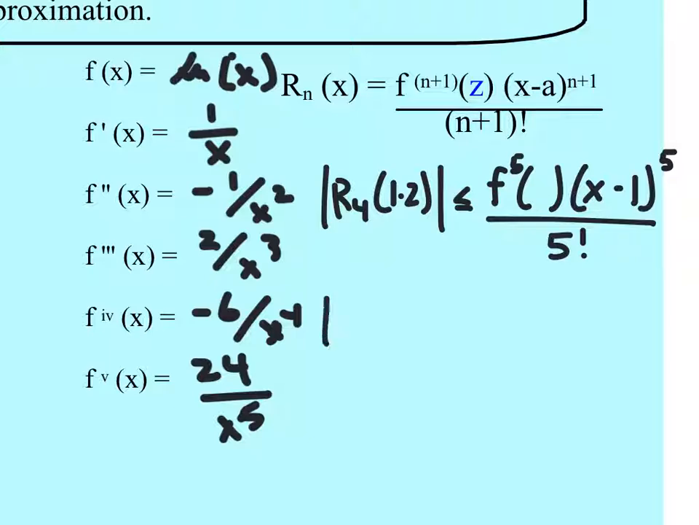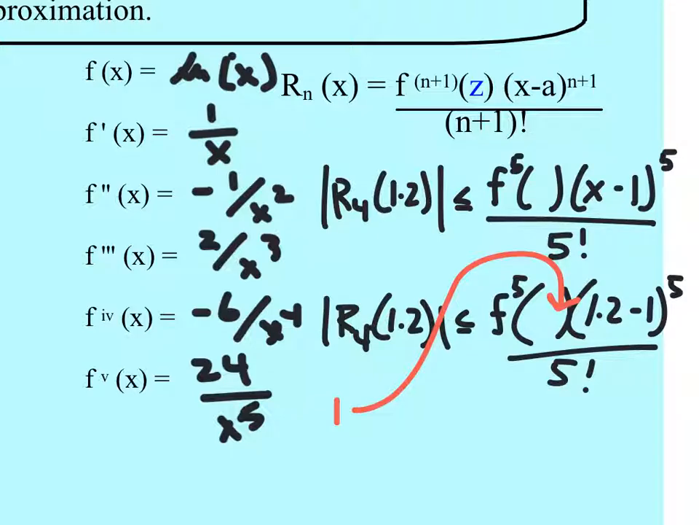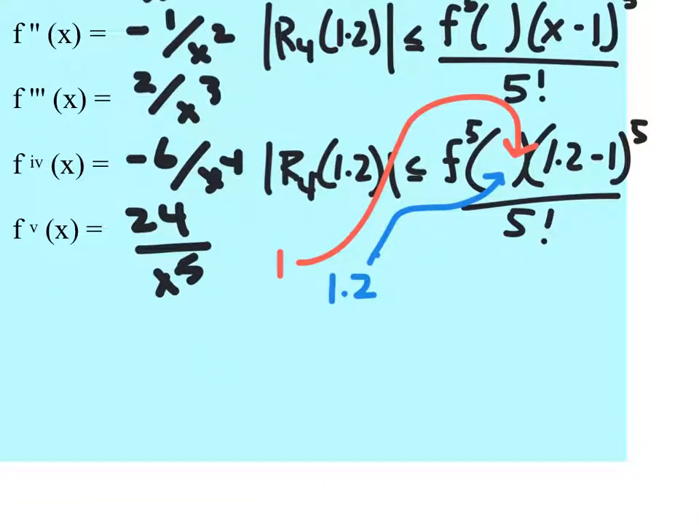Okay, so I'm going to test this in 2 different ways. The error of this output is going to be less than or equal to the 5th derivative times 1.2 minus 1 to the 5th power over 5 factorial. And I'm going to test 2 different numbers here. I'm going to test the number 1, and then after that I'm going to test the number 1.2. And I'm going to figure out which of those comes out to be larger.